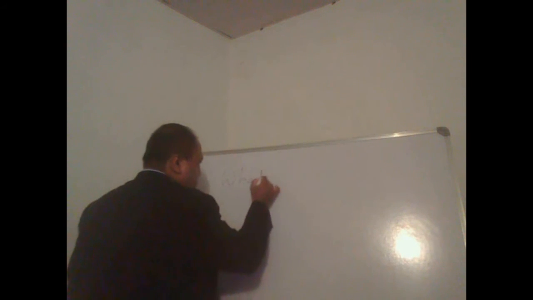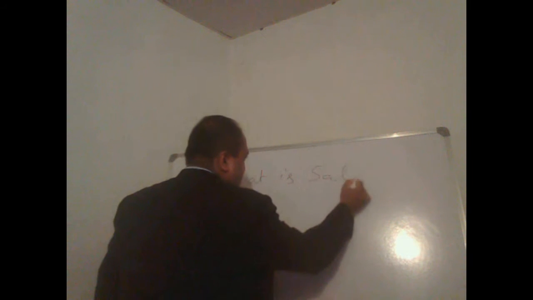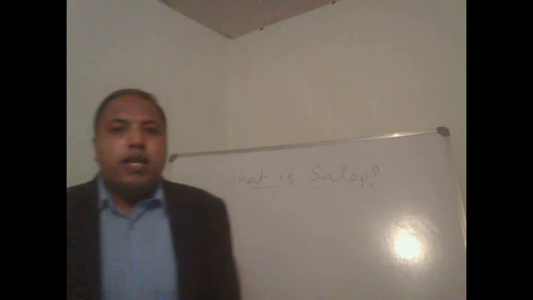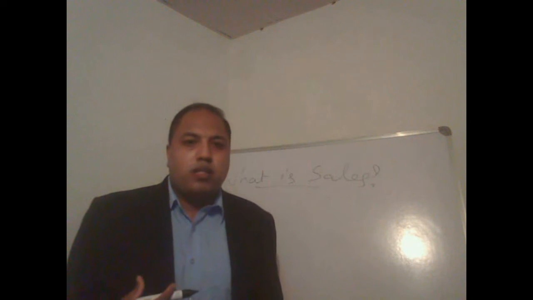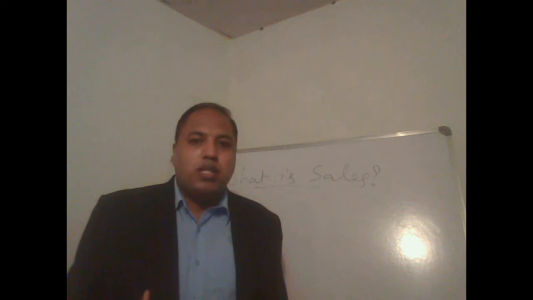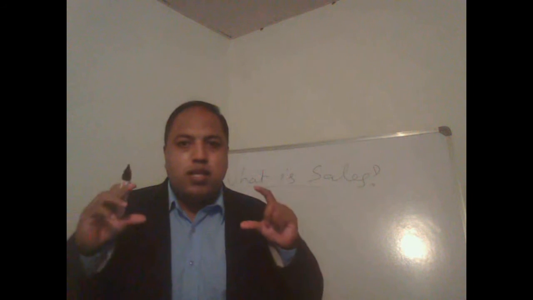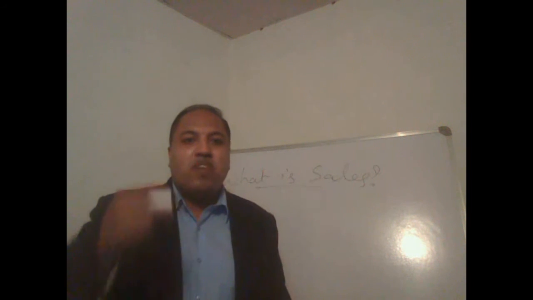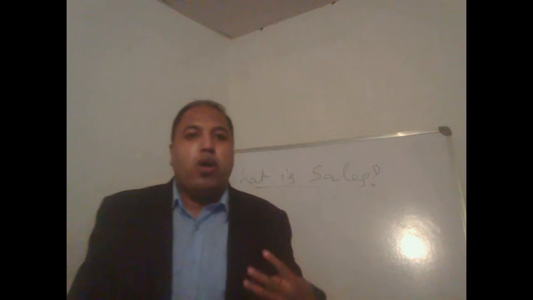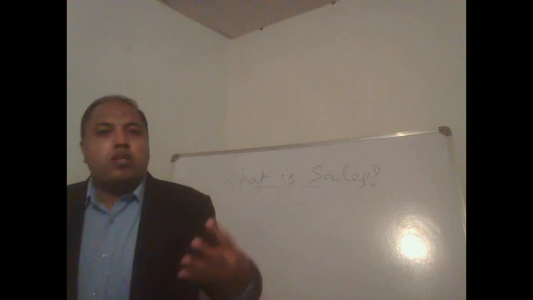Alright, so first let us go to the first step. Before you go to understand how to sell insurance, first you should know what is sales. What is sales? Now if I have to tell you about what is sales, the old school of thought is sales is a process. Sales is a process of convincing another person to buy a product or an idea or a concept is called sales.